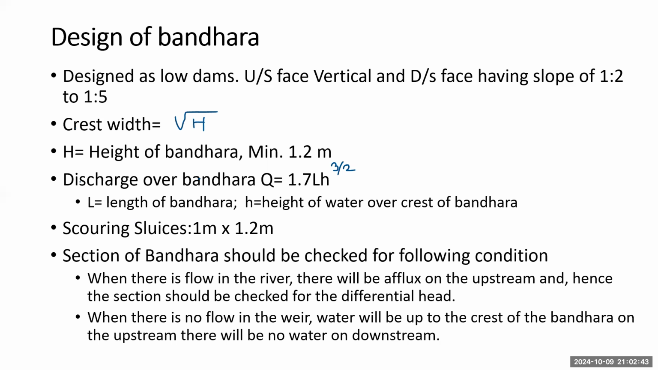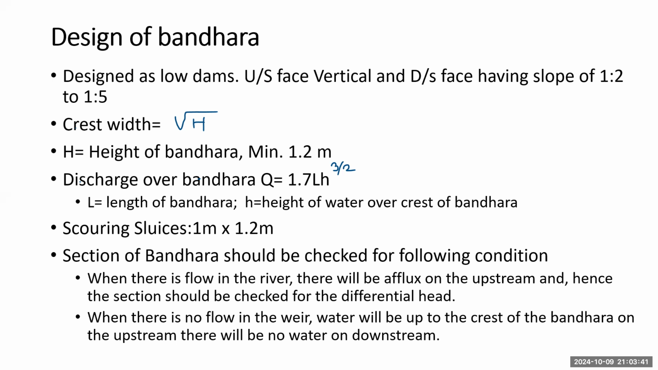The next point is the design of Bandhara. These Bandharas are designed as a low dam, and the cross section of this Bandhara is trapezoidal. This cross section is checked for two conditions. Dams may fail due to several reasons. One reason is sliding due to the horizontal water force. Second, the dam may fail due to overturning. So overturning and sliding failure is possible, and in the same way this Bandhara is designed for two conditions.